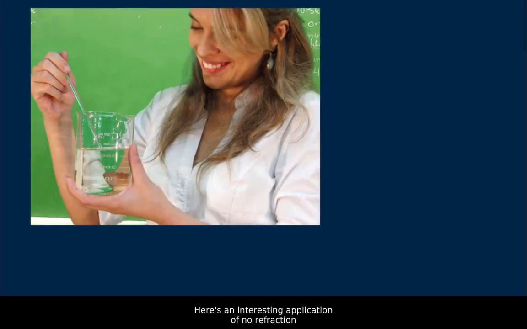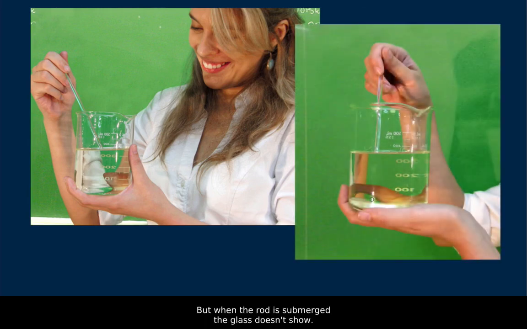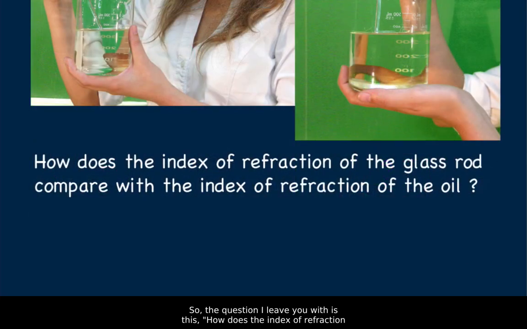Here's an interesting application of no refraction when there's no change in light speed. My niece Stephanie holds a glass rod about to be submerged in a container of vegetable oil. You see the rod in air, actually its edges. But when the rod is submerged, the glass doesn't show. You don't see its edges. It's invisible. So the question I leave you with is this. How does the index of refraction for the glass rod compare with the index of refraction of the oil?